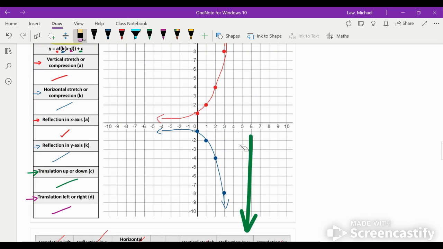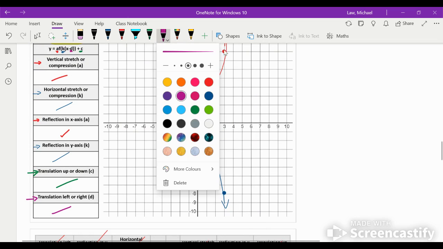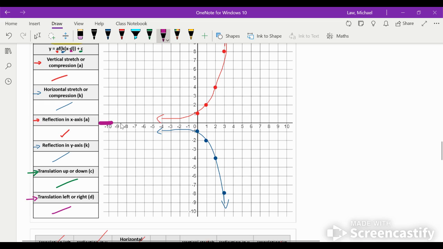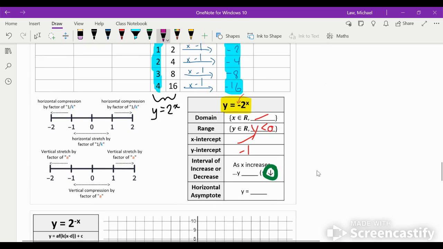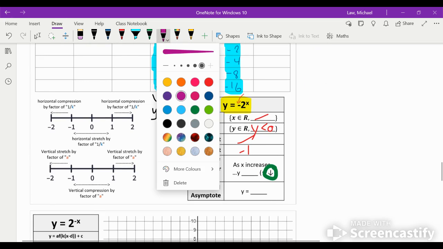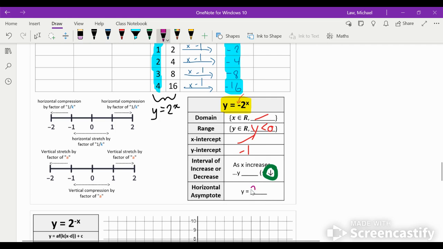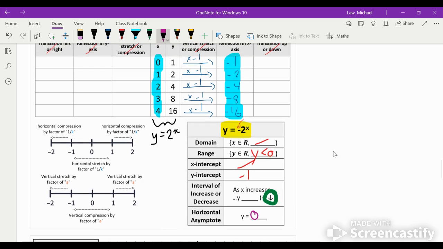Now, in terms of the horizontal asymptote, it hasn't changed. So the original horizontal asymptote was right over here. It was y equals 0. But because the function was reflected across the x-axis, the horizontal asymptote really just remains in the same place. So you can say the horizontal asymptote is just y equals 0.